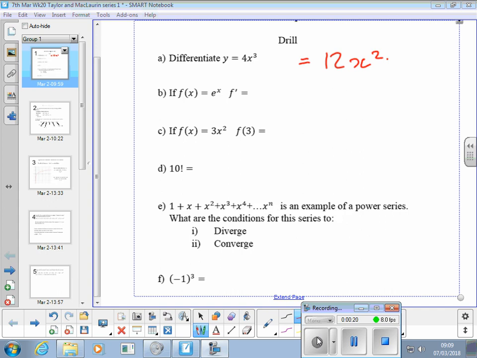If we've got a function of x equal to e to the power of x, what's the first differential of that? Yep. If we've got a function 3x squared, what is its value when x is equal to 3? That's what that means.